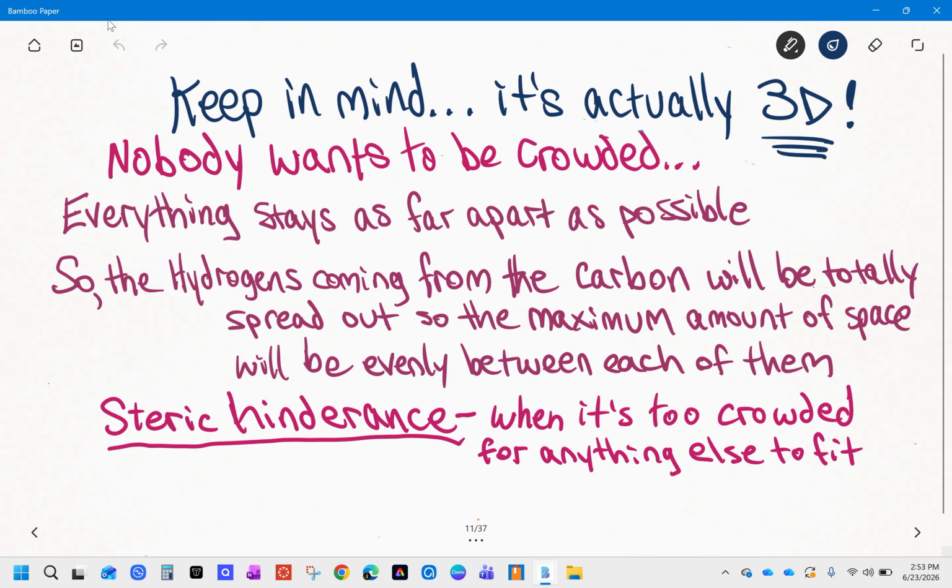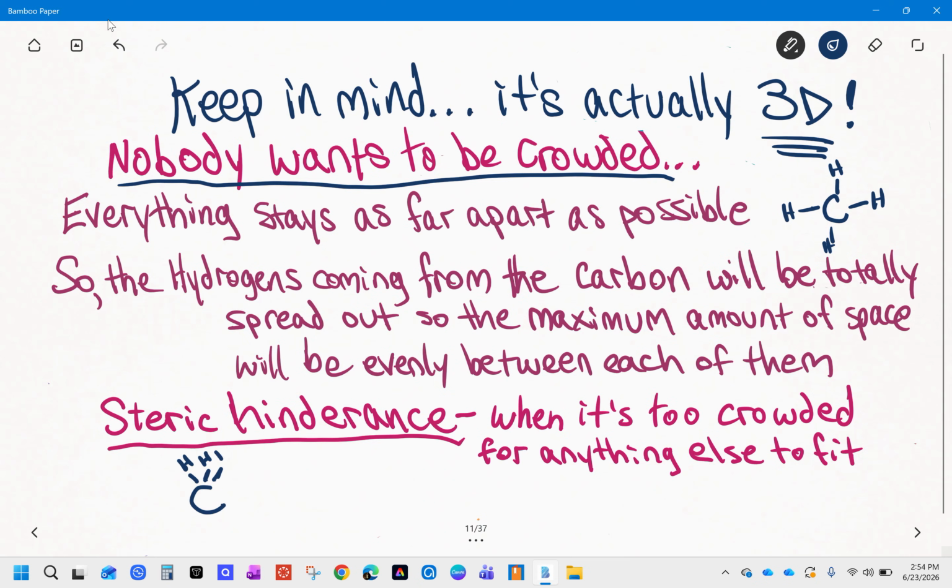They don't want to be crowded. Nobody wants to be crowded. So everything tries to stay as far apart as possible. So the hydrogens, if you have a carbon here, the hydrogens coming off of the carbon to make the four bonds are going to try to stay as far apart as possible from each other, right? When something is too crowded, it has too much in one area, like let's say this has this right here, and then the hydrogen comes off right here. Let's say if this were to happen, well, that's all crowded up there. That's called steric hindrance, when it's too crowded for anything else to fit.